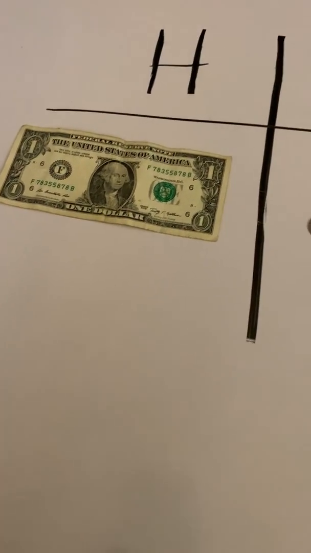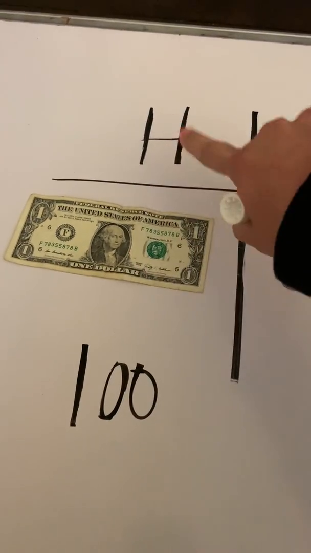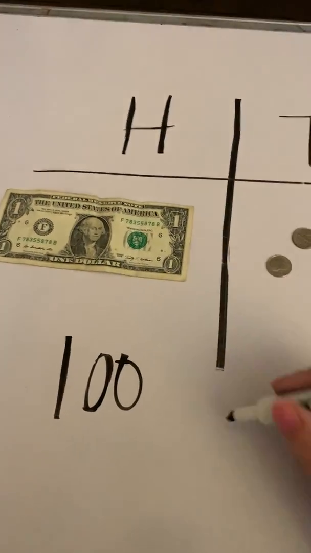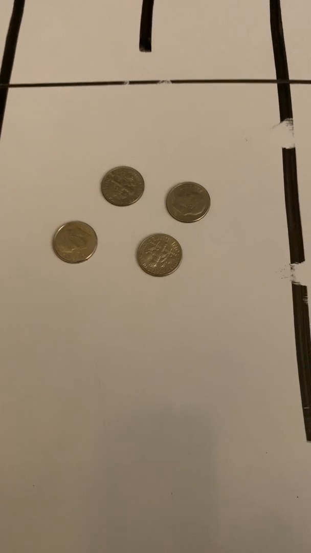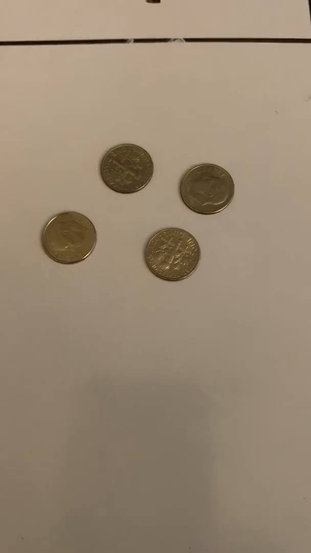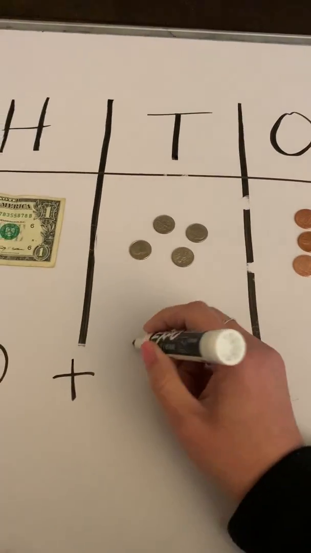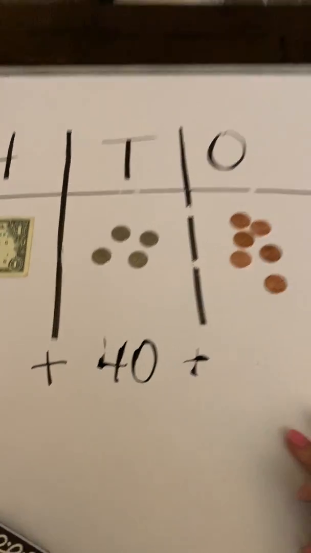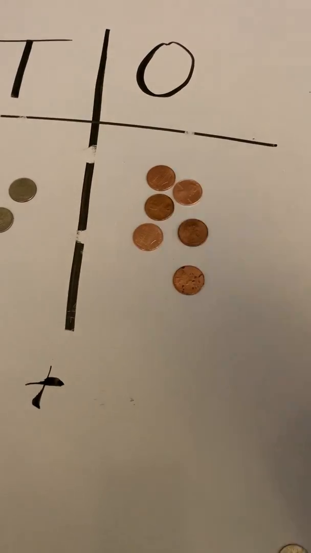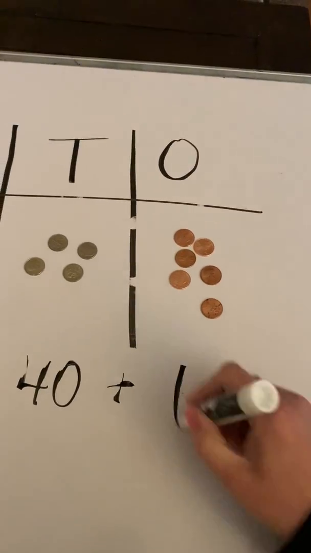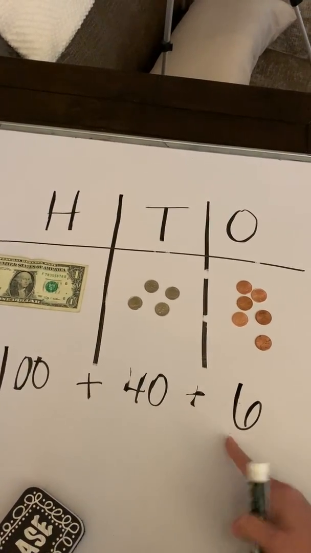So, $1 is how many cents? You're right, 100 cents, because it's 100. 100's block. Plus, in the tens place, we have dimes. Dimes are worth 10. There's 4 dimes, so we're counting by tens. 10, 20, 30, 40. The answer is 40 for the tens place. And how many pennies? Yep, 6. So all together, we have 100 plus 40 plus 6.